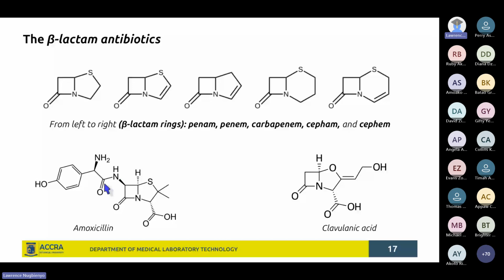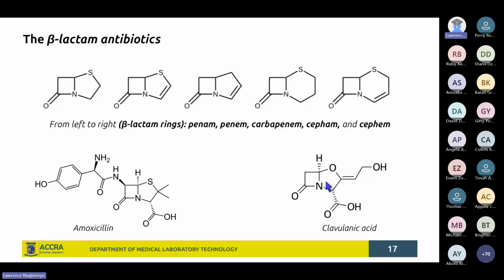And a common antibiotic on the Ghanaian market is amoxicillin. We do have amoxiclav, which is a combination of amoxicillin and clavulanic acid. And if you look at the structure of amoxicillin, you see the beta-lactam ring is there. That's the active part of the antibiotic that opens up and binds to the penicillin binding protein.